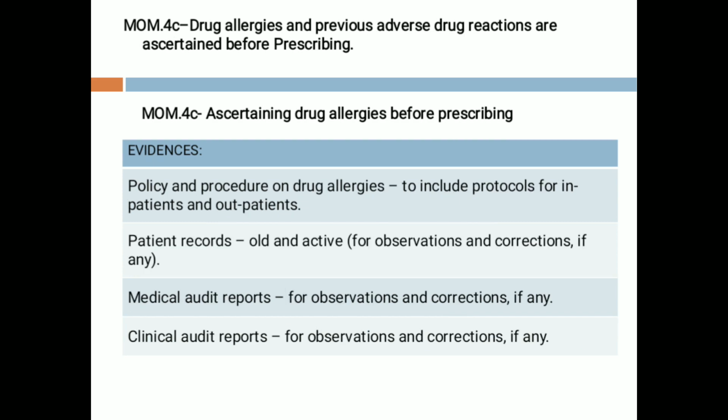Objective element MOM 4C speaks about ascertaining drug allergies before prescribing. Evidences: policy and procedure on drug allergies to include protocols for inpatients and outpatients. Patient records, old and active, for observations and corrections if any. Medical audit reports for observations and corrections if any. Clinical audit reports for observations and corrections if any.